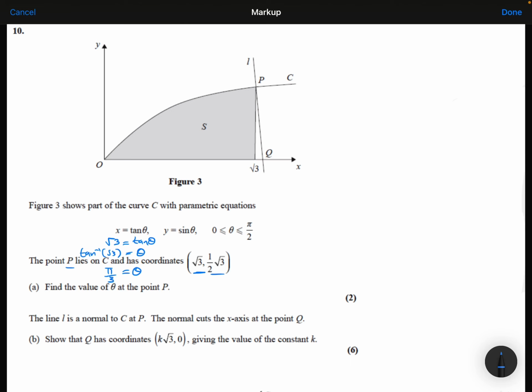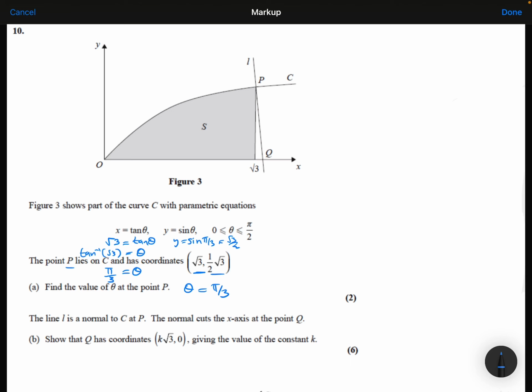And just double check that, substitute that into the y equation as well, just to make sure. And yes, we do find that we get root 3 over 2, or half root 3. So theta equals pi over 3 at that point.